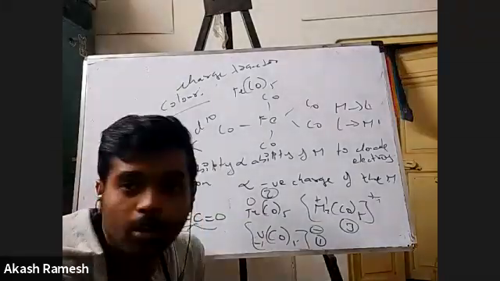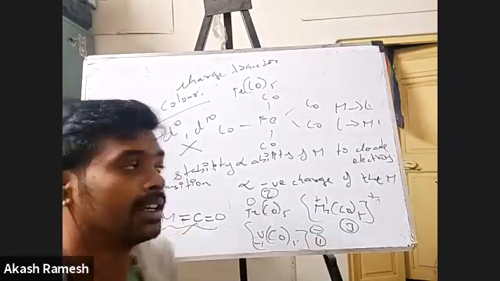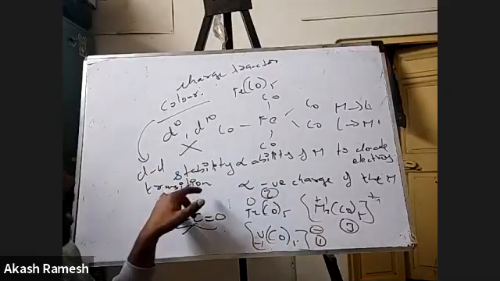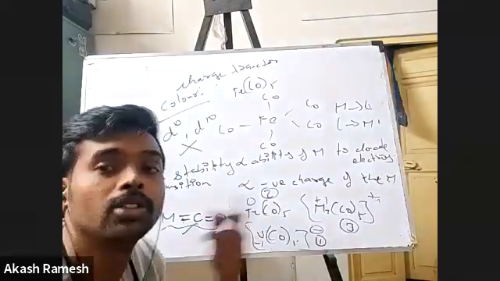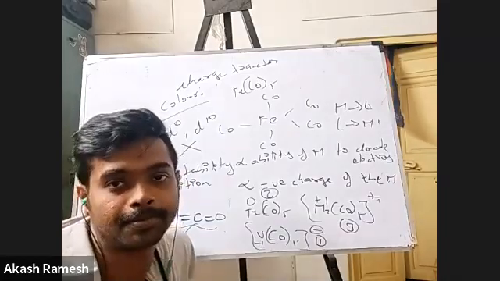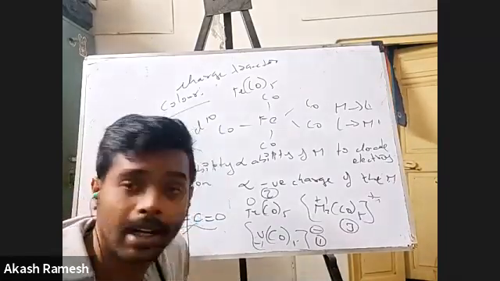But again, that is too much for your level. What you have to know for your level is when you have a d0 or d10 configuration, d-d transition is not possible, so the molecule will not be colored. Is that okay? Fine.